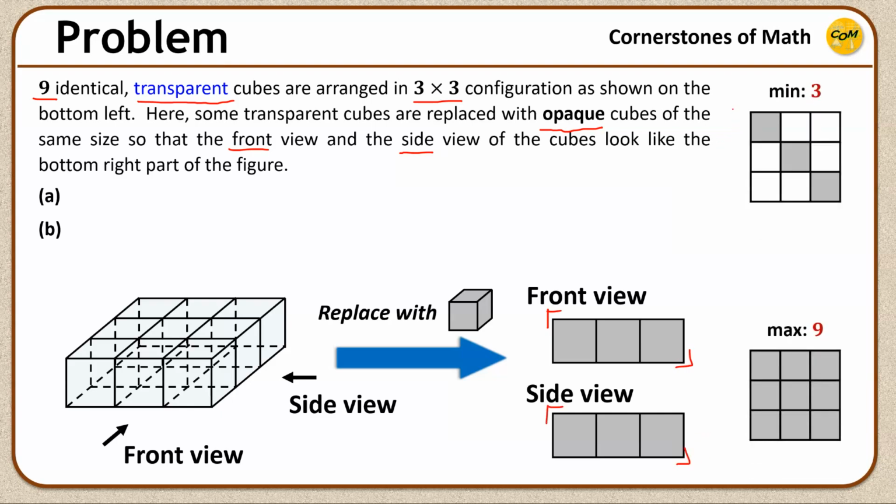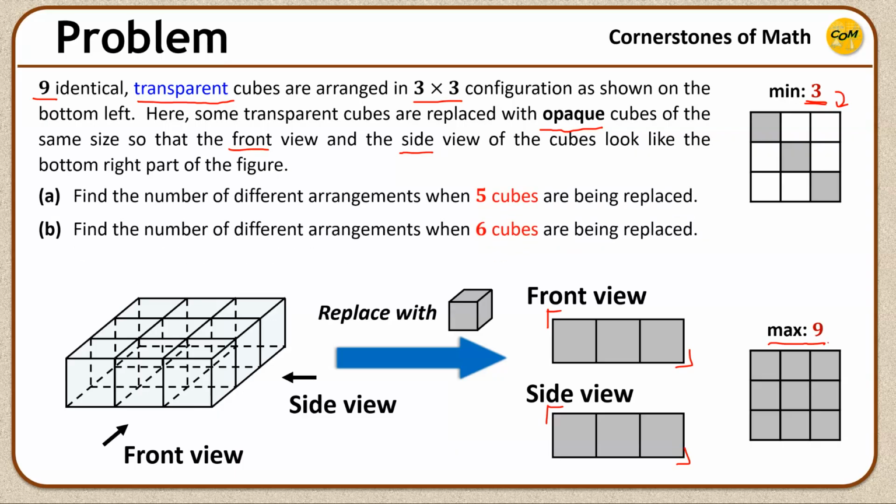Now, many of you may easily answer the minimum and maximum number of cubes that must be replaced. The minimum case is replacing 3 cubes, like this top view for example. And of course, the maximum case is simply replacing all 9 transparent cubes with opaque ones. But we are not interested in these cases. Instead, we are going to answer the following 2 problems.